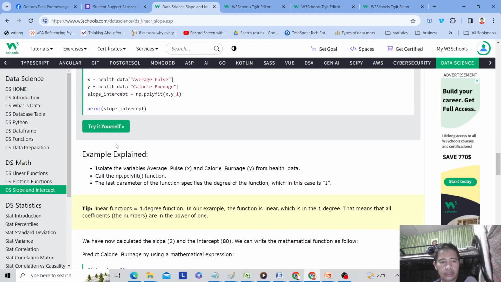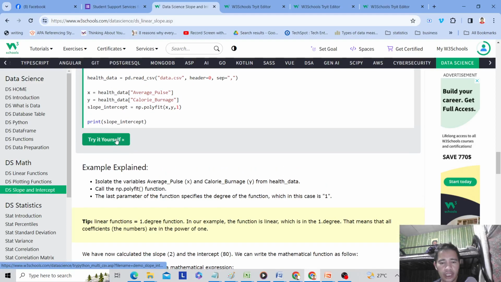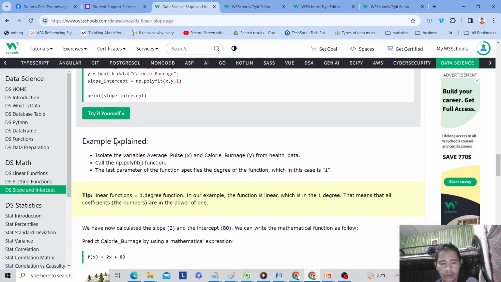Isolate the variables average pulse x and calorie burnage y from health_data. So we have the x and y values now. Call np.polyfit, and the last parameter of the function specifies the degree of the function, which in this case is 1. Tip: linear functions are 1 degree functions. In our example, the function is linear, which is the 1 degree. That means that all coefficients are in the power of 1. We have now calculated the slope 2 and the intercept 80.